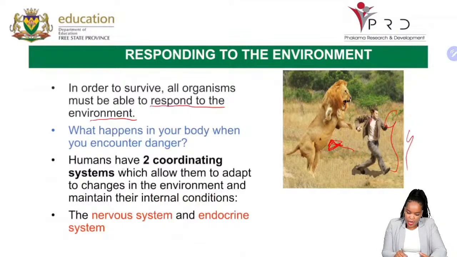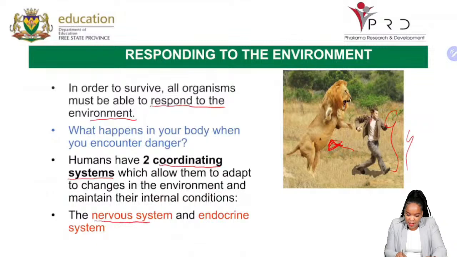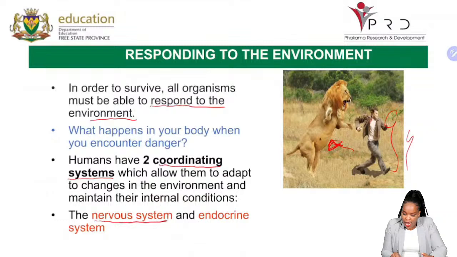So all of this will be informed by the two systems that we are going to talk about. Humans have two coordinating systems, which will allow them to adapt to changes in the environment and to maintain their internal conditions. The first one is the nervous system. The nervous system will allow you to respond to any imminent danger or any immediate danger that is coming from the external environment, from outside your body. Then there is also an endocrine system that will allow your body to respond to the stimulus that is coming from your internal body or from inside your body.